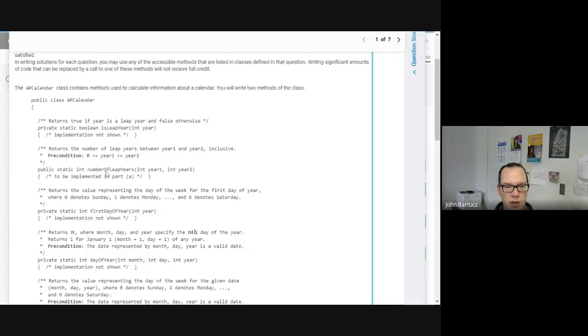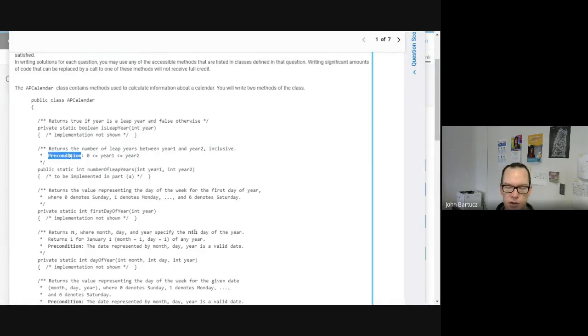The next method is number of leap years, and that returns the number of leap years between year 1 and year 2 inclusive. So if you are taking the paper version of this test, I would bring a highlighter, or maybe you're only allowed a pencil, but I would circle that word inclusive because that is important, right? Whenever you have the word between, you need to know whether it includes the endpoints or not.